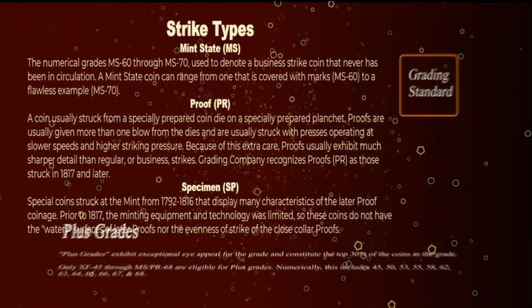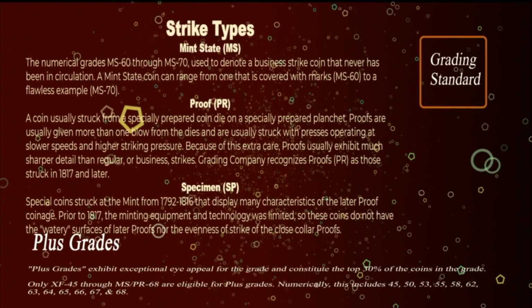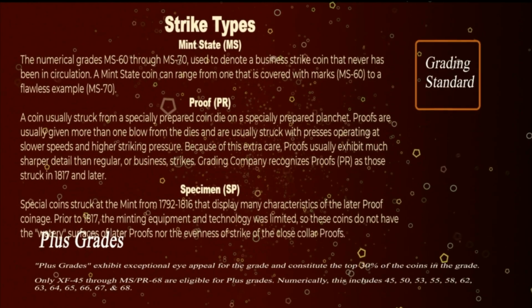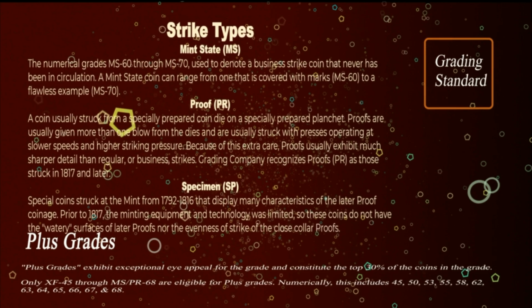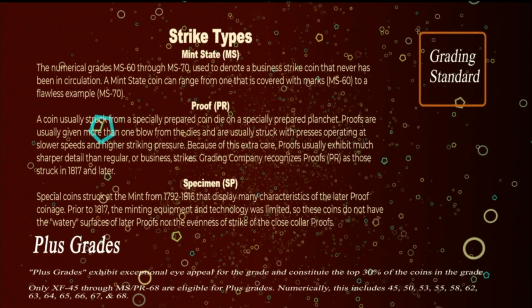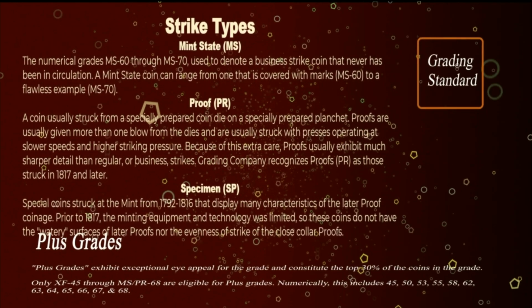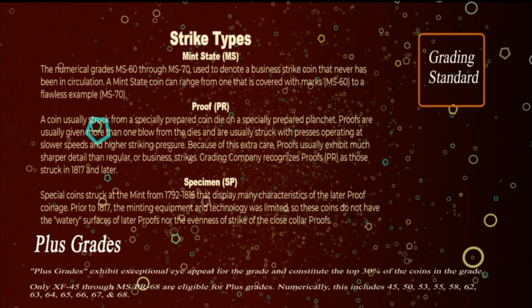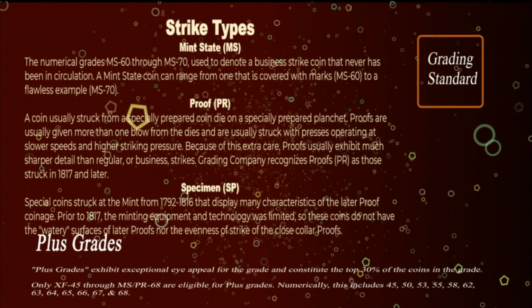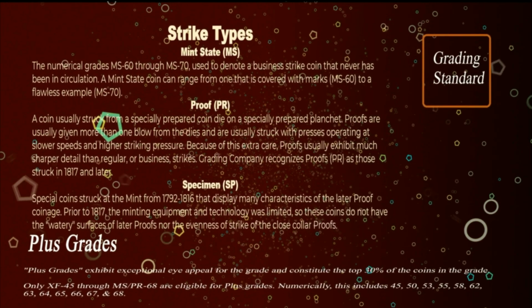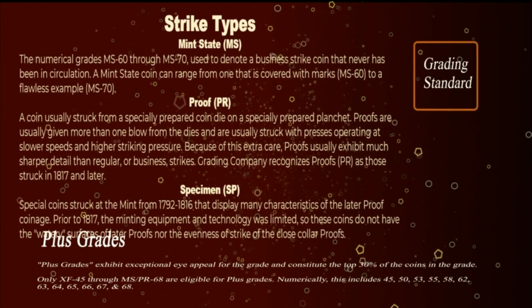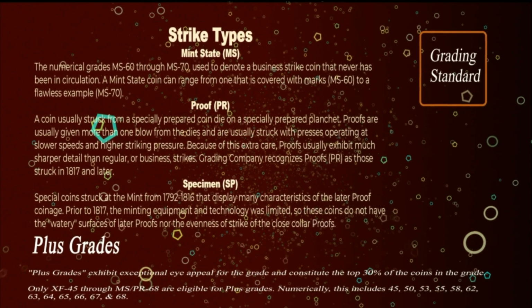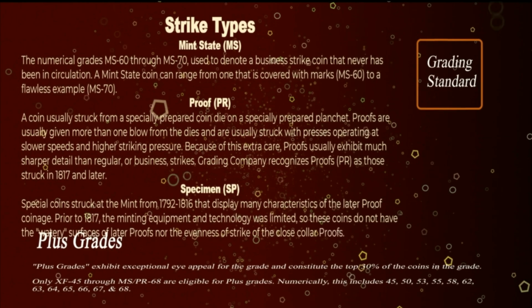2. Proof or PR. A coin usually struck from a specially prepared coin die on a specially prepared planchet. Proofs are usually given more than one blow from the dies, and are usually struck with presses operating at slower speeds and higher striking pressure. Because of this extra care, proofs usually exhibit much sharper detail than regular or business strikes. Grading company recognizes proofs, PR, as those struck in 1817 and later.